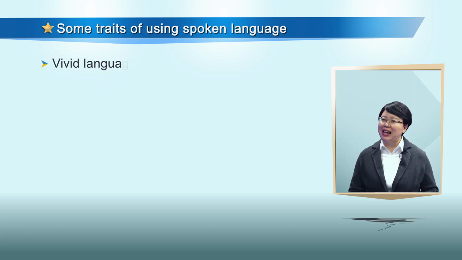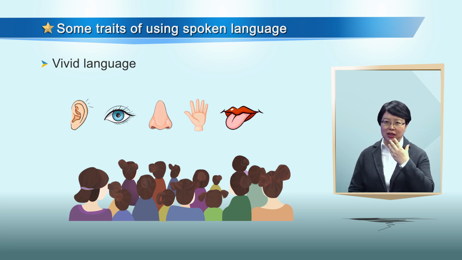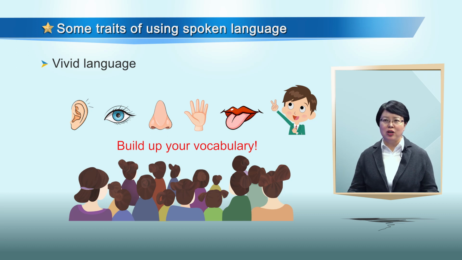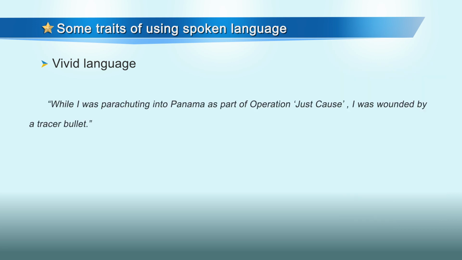3. Vivid language can make the audience hear, see, smell, touch, taste, and feel the thing being mentioned. Please build up your vocabulary pool about the sound, sight, smell, touch, taste, and movement. By using such expressions, you can quickly grab your audience's attention and help them fill up the cognitive gap between you and them. Please look at these 2 descriptions about being hit by a bullet. While I was parachuting into Panama as part of Operation Just Cause, I was wounded by a tracer bullet.